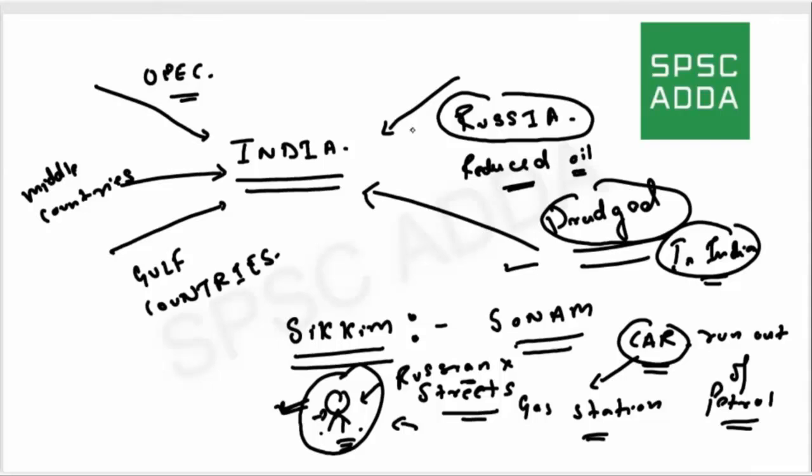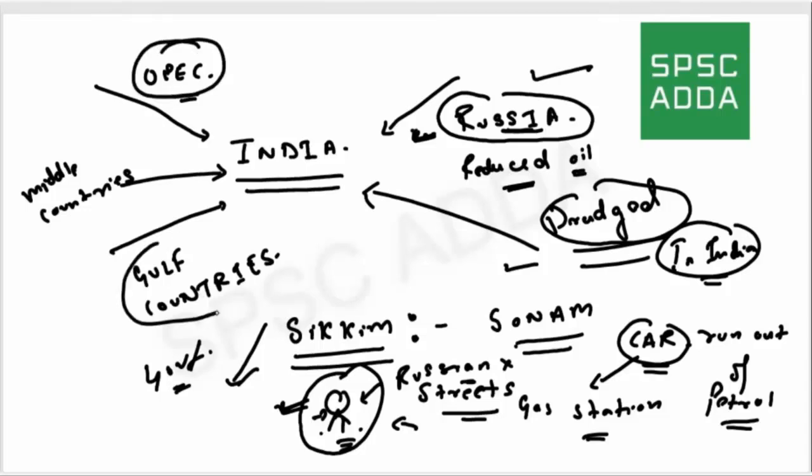So see, getting petrol at a reduced price from one country, the government cannot take immediate steps to reduce the price of petrol. Because if we are taking petrol from Russia at a cheaper price, we are paying highly to OPEC and Gulf countries for the petrol. And this fluctuation is happening daily.